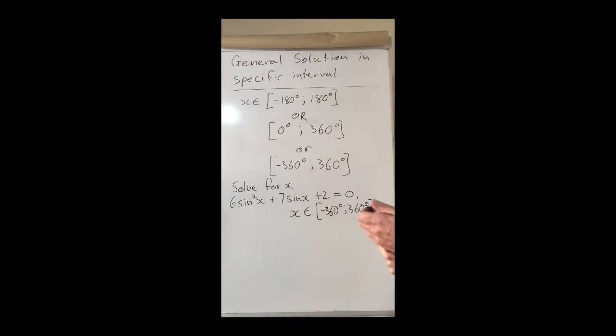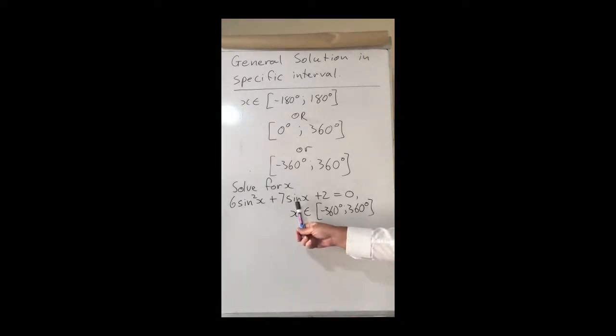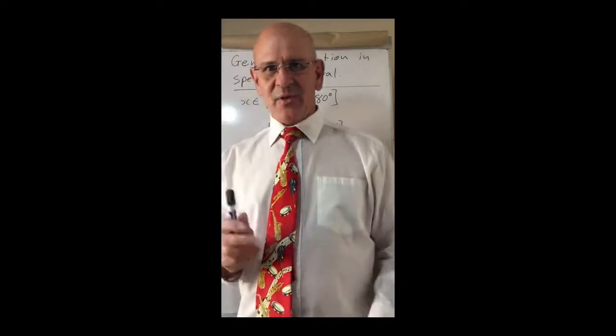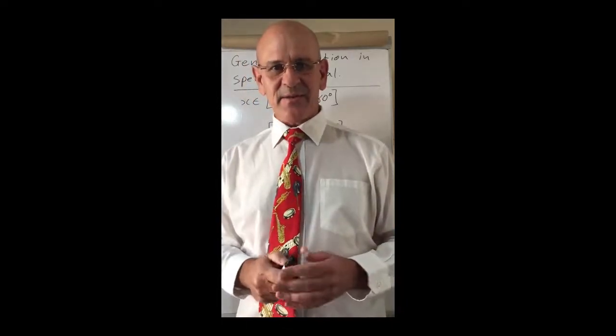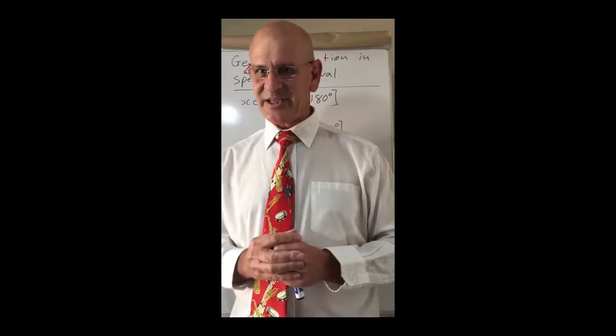And the problem that we are specifically going to look at is 6 sine squared x plus 7 sine x plus 2 equals 0, where x exists between minus 360 and 360. Right, so let's see how that's going to develop. I'm going to move over to my desk, so just stay tuned. I'll be with you just now.